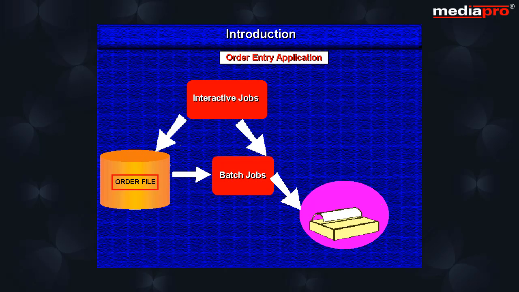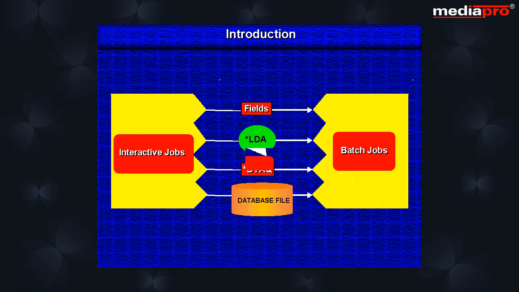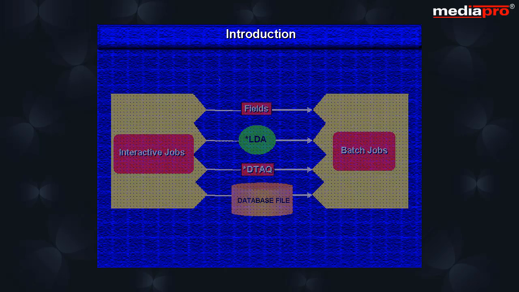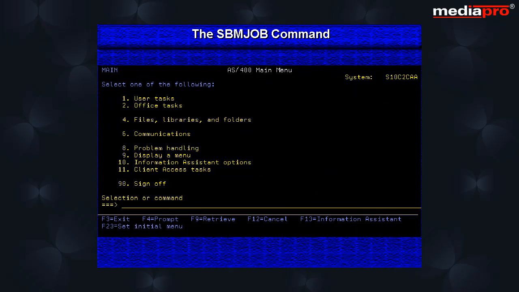Each time an order is completed, the interactive job will inform the batch job that it has completed an order so that the batch job can print the order. There are various methods through which the interactive job can communicate with the batch job: by using fields, through the local data area, through data queues, or by using database files. We will see each of these methods in the coming sections. But before that, let us look at the Submit Job command.